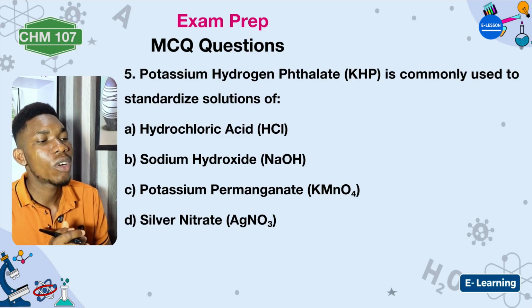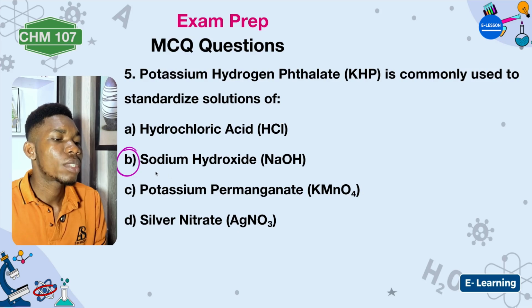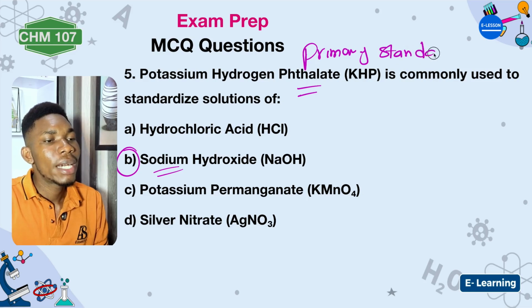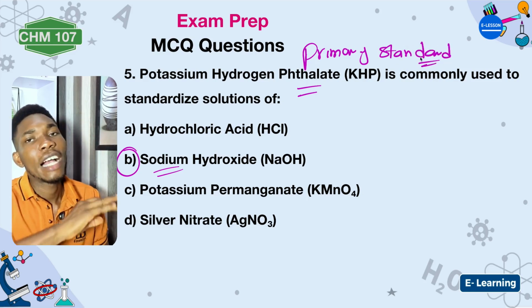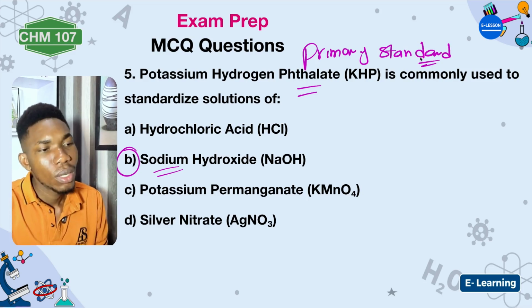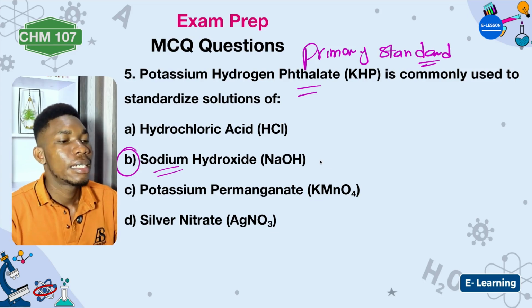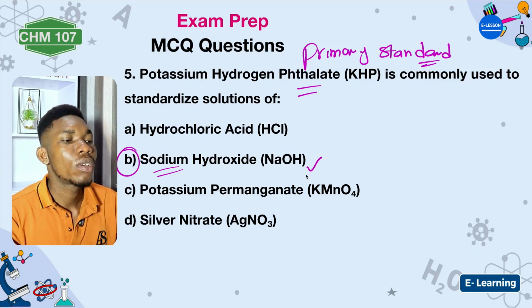Potassium hydrogen phthalate is commonly used to standardize solutions of sodium hydroxide. Potassium hydrogen phthalate is a primary standard. Every primary standard is a standard whose concentration is accurately known. It is pure and stable, and that is what is used to standardize titrants like sodium hydroxide and so on.